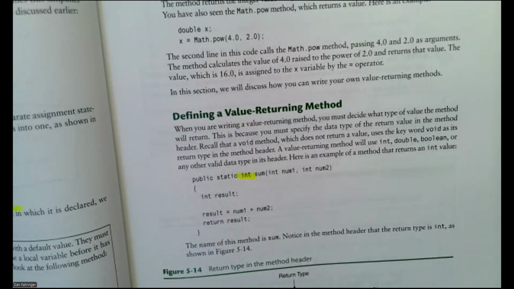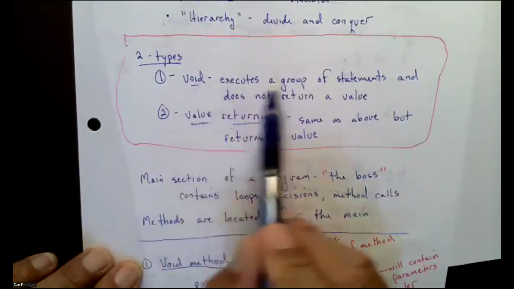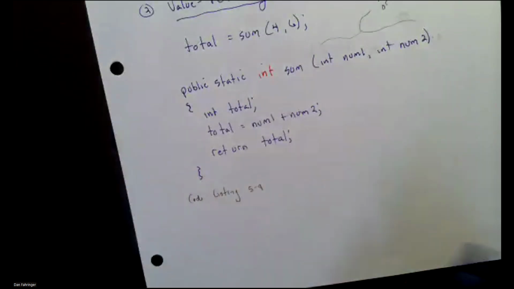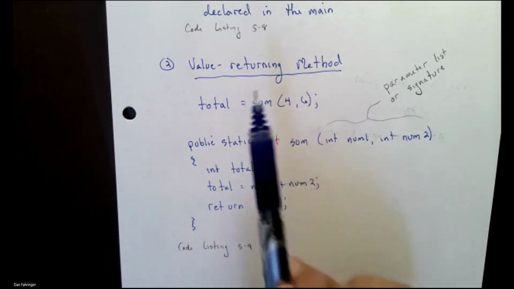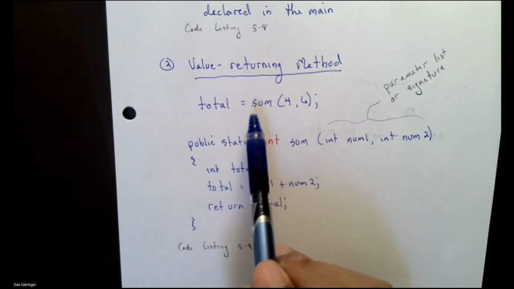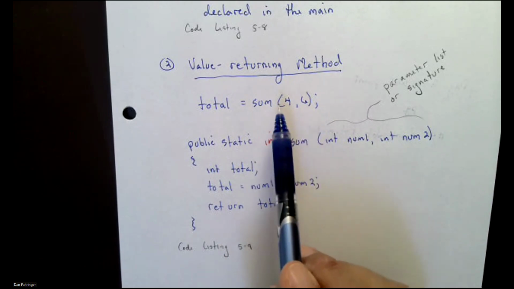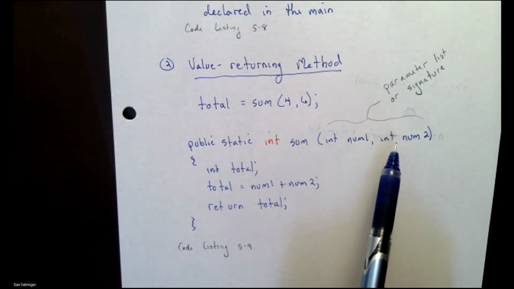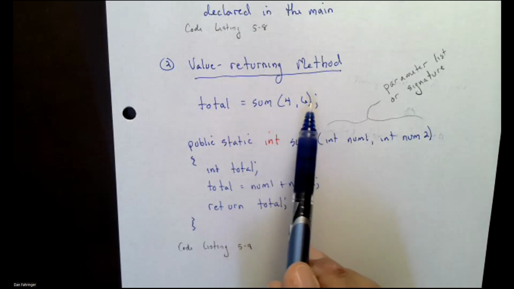Okay, we good? Okay, type number two. We have two types, a void, and we just did all kinds of stuff with void. Now we want to be able to return a value. So we're going to take a look at value returning methods. This time, I'm going to call a method sum. I have the argument 4. I have the argument 6. 4 flies through the air. 6 flies through the air. When I'm done, when we come back, I have a value.